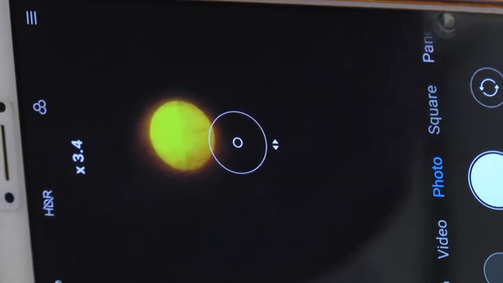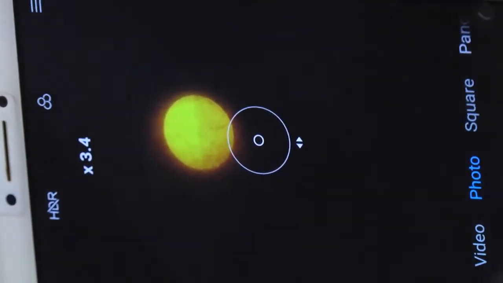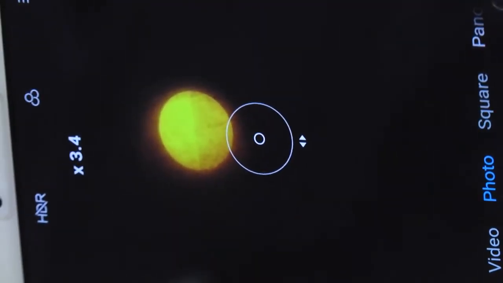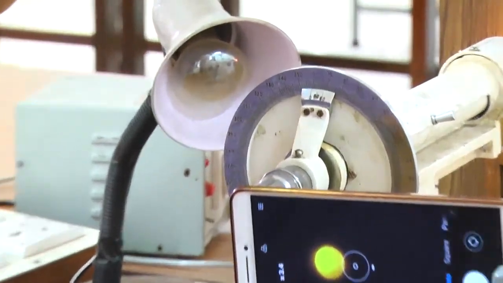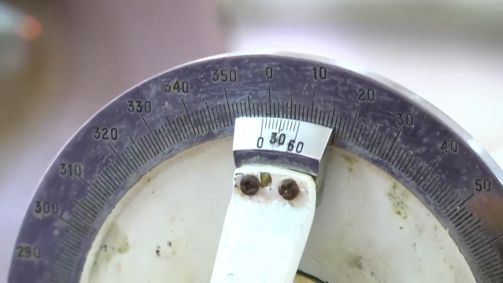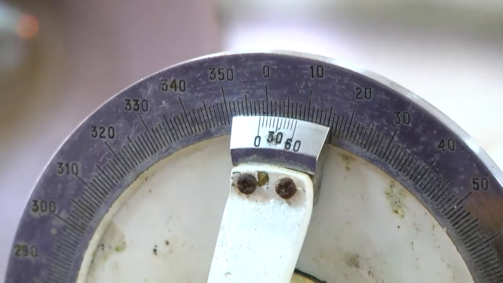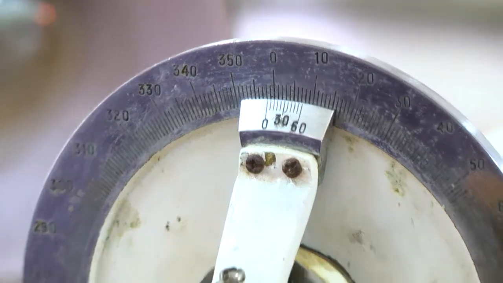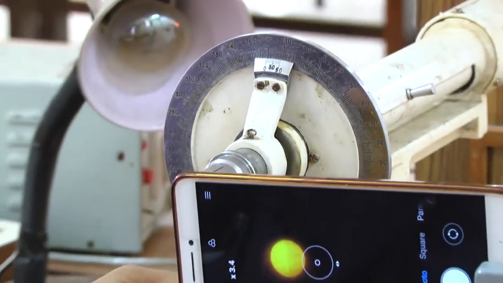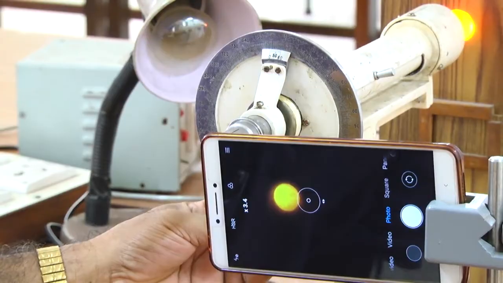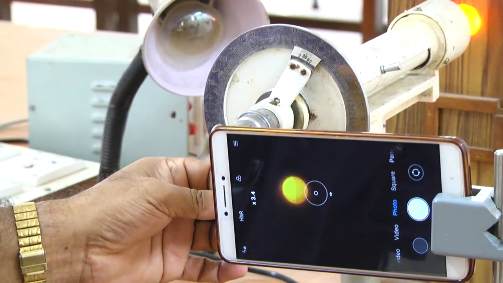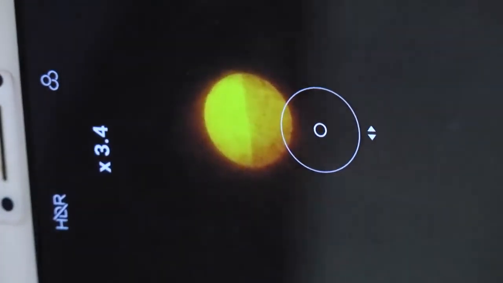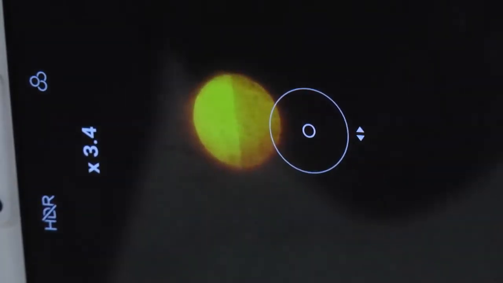Now, whatever I told you for this half plate, I will try to demonstrate. I am starting from here, this reading is 0. Now I am rotating in this direction. You start to count and see now. First, at this position I am getting half bright and half dark. So this is one.